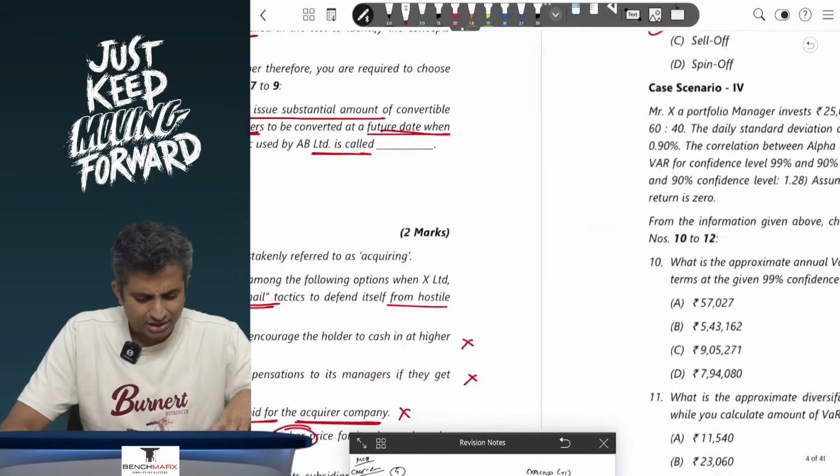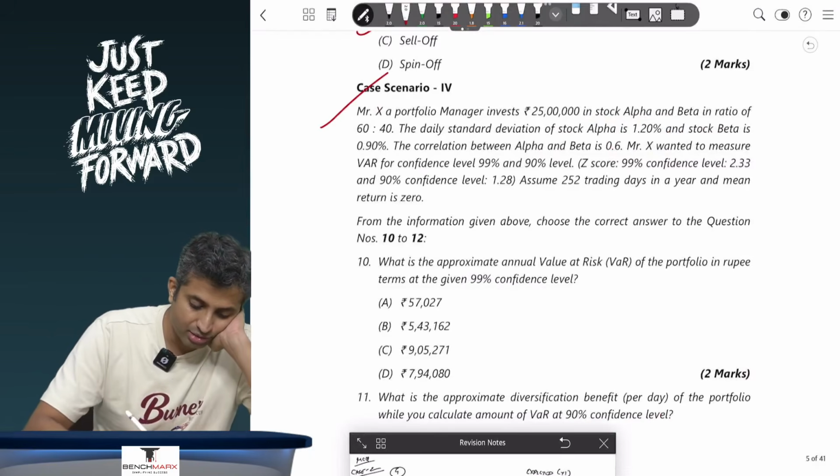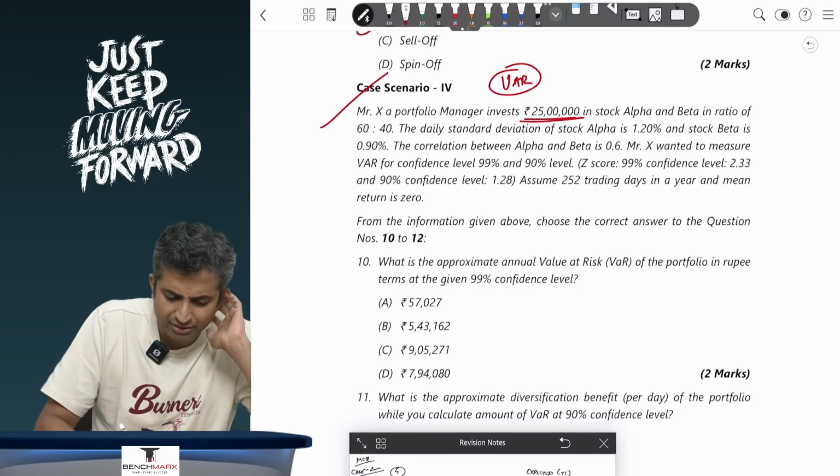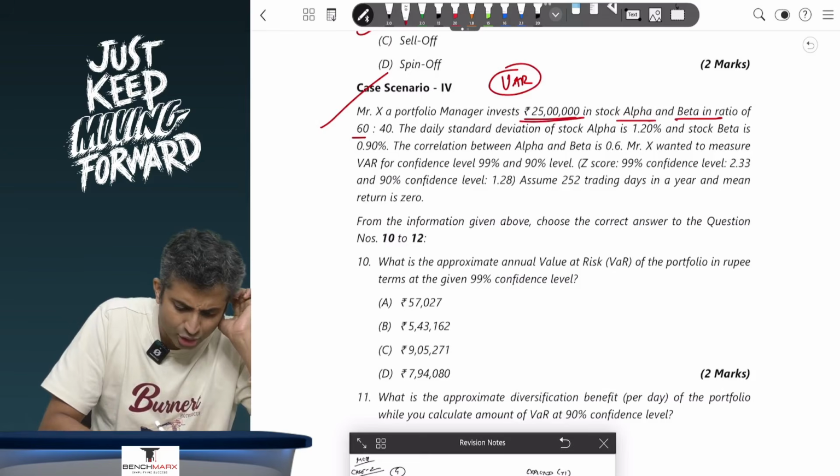So this is regarding theory for the mergers, and this is pertaining to your value at risk. X is a portfolio manager with 25 lakhs invested in alpha and beta in the ratio of 60-40.